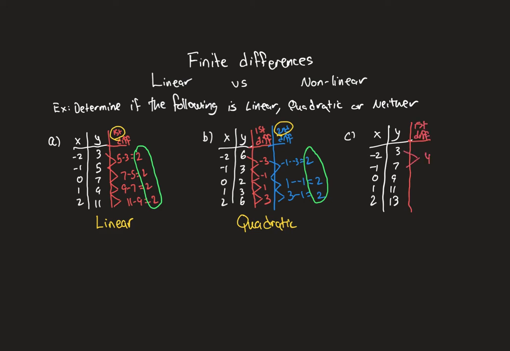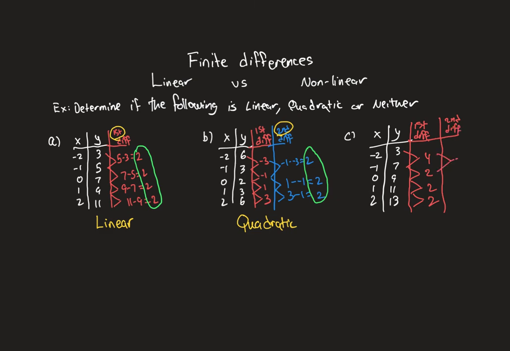7 minus 3, which is 4. 9 minus 7, which is 2. 11 minus 9, which is 2. And 13 minus 11, which is 2. Well, 3 out of the 4 are constant, but I need them all to be constant. So let's do it a second time.